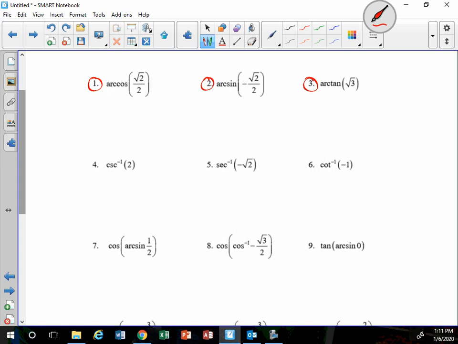Arc is the same as inverse. Is it the same as -1? Yes. Cosine. Check with your neighbor.